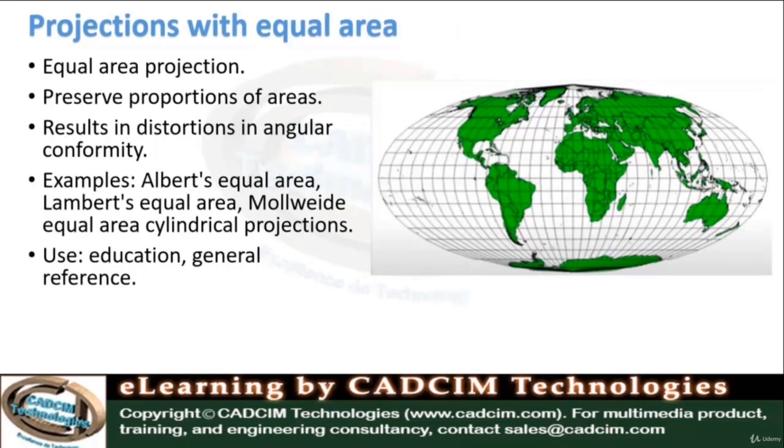There are also projections with equal areas, where the areas are more proportional. As you can see, in the Mollweide equal area cylindrical projection, Greenland is now more proportional to the continent of Africa. But it gives a lot of distortion in the shape and angular conformity. These maps are often used in mapping for education or as a general reference.